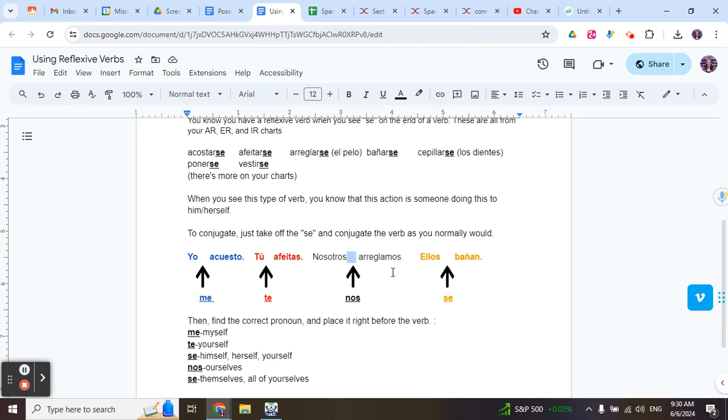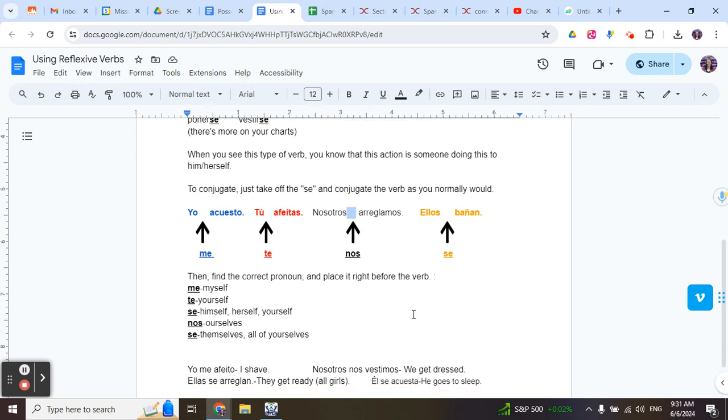We're getting ourselves, maybe our hair is all messy or our clothes are all disheveled or whatever. So if we say nos arreglamos, we're getting ourselves ready. We're getting ourselves all fixed up. If I say ellos se bañan, well, they are taking a bath. Now I can say ella se baña, él se baña, ellos se bañan, ustedes se bañan. That se goes for él, ella, usted, ellos, and ustedes. The third person singular and the third person plural.